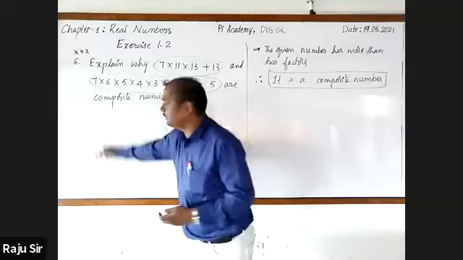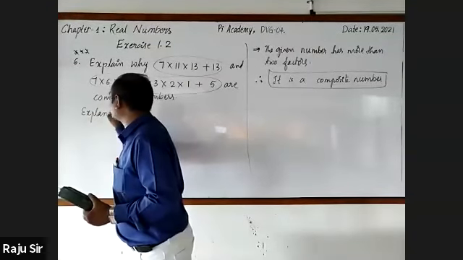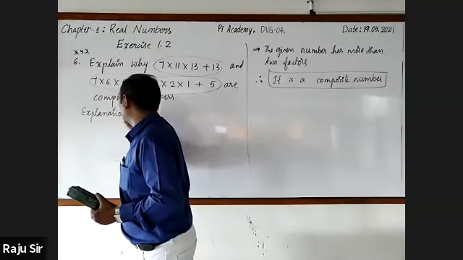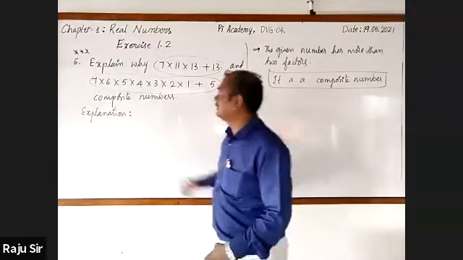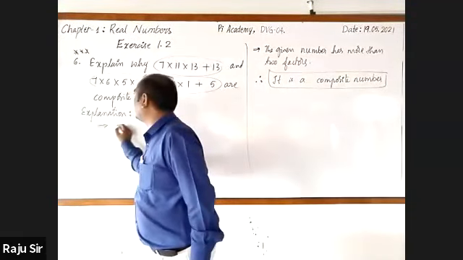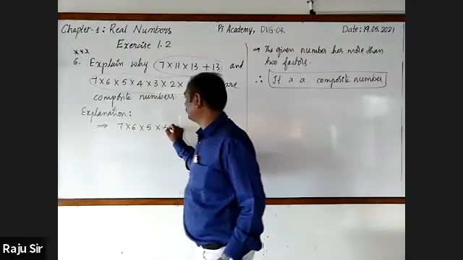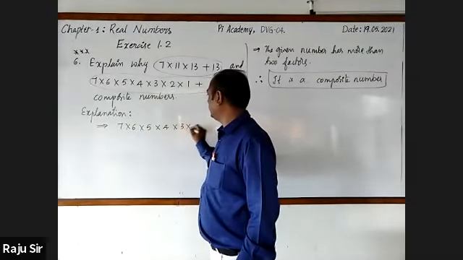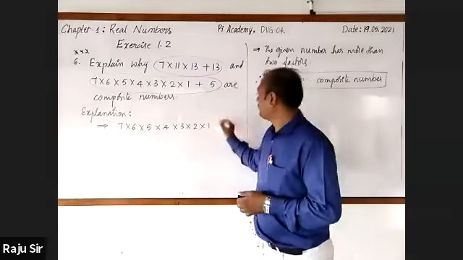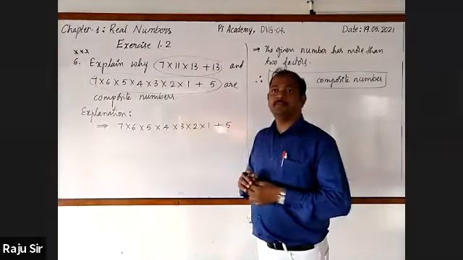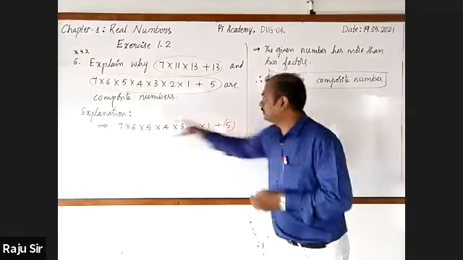Please write with me. You may write explanation or answer; any one of these two words can be used. Explanation: take the number. The number is 7 into 6 into 5 into 4 into 3 into 2 into 1 plus 5. Here also you can notice that there are 2 terms.